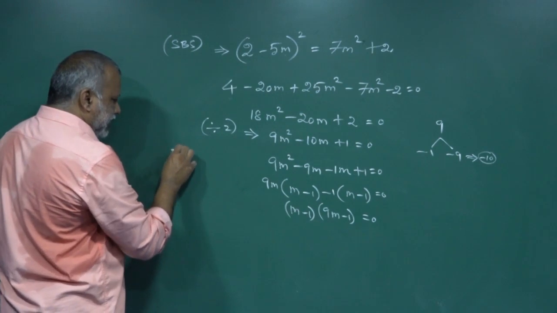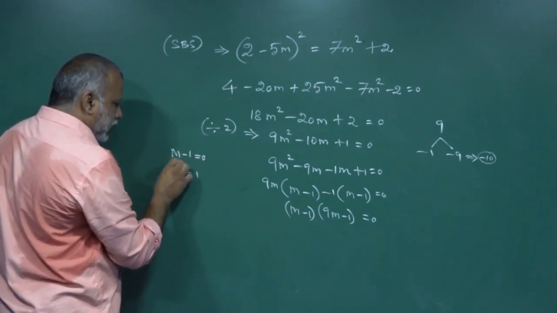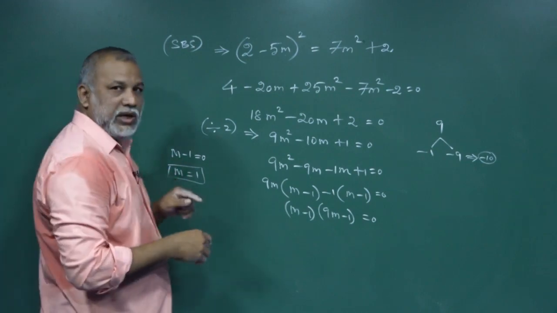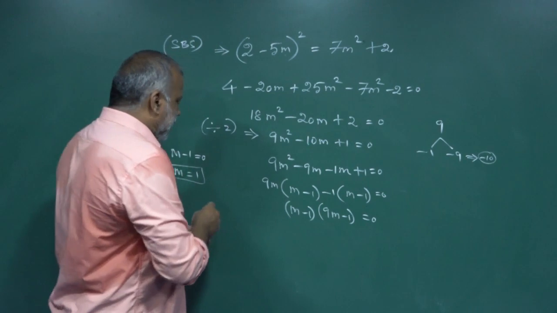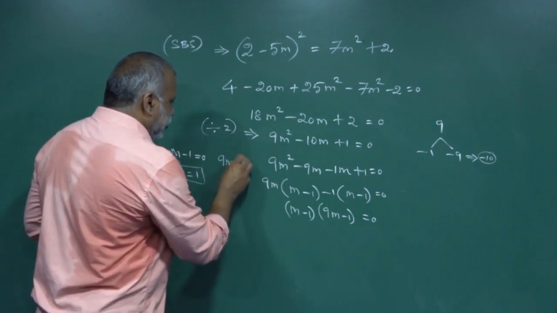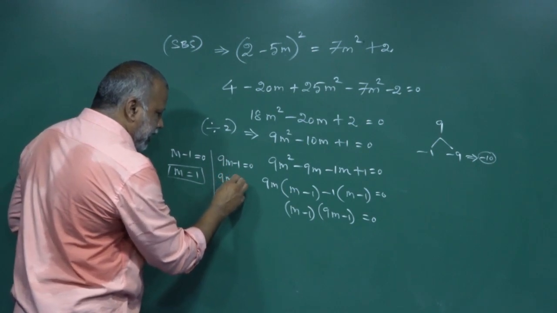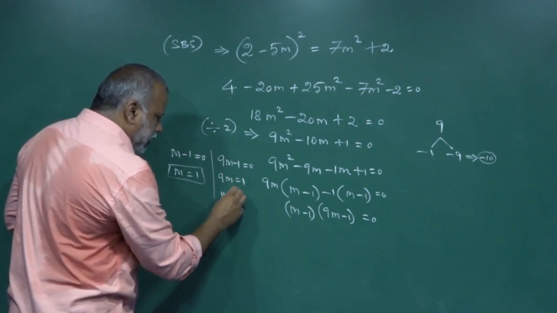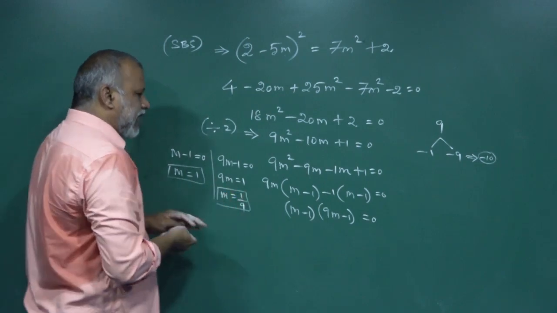From this I can write m minus 1 equal to 0. One value of m equal to 1. From m minus 1 equal to 0, I can get one value of m. Again, 9m minus 1 equal to 0. The remaining value is 9m equal to 1. So m equal to 1 by 9. So these are the two values of m.